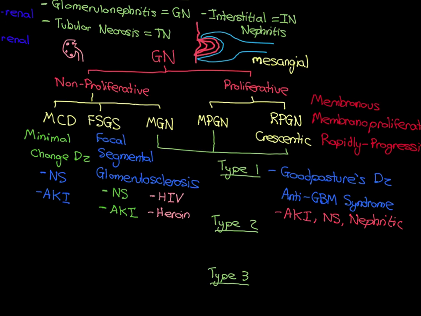If you see lungs, hemoptysis and hematuria, there are two diseases that you should instantly think of. Goodpasture's is one of them. Wegener's granulomatosis, which we'll come to when we discuss type 3, is another one.